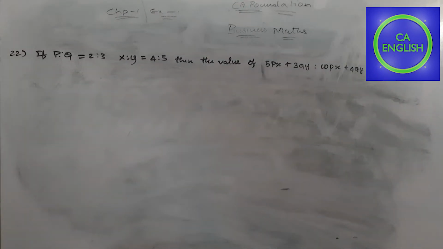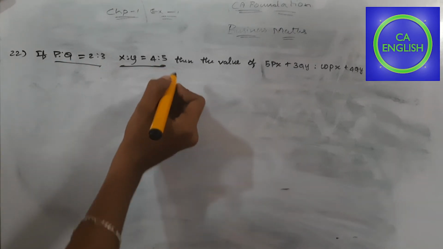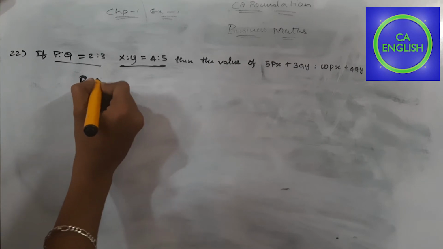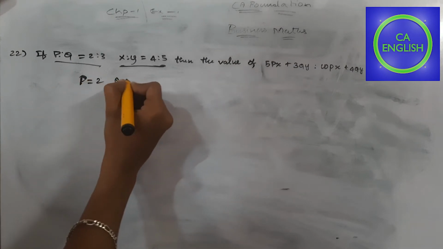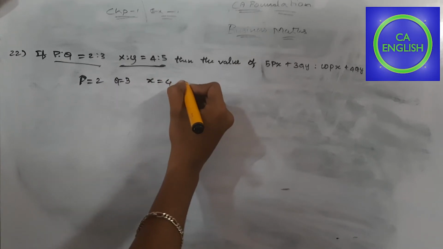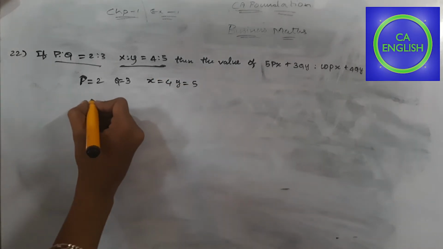And the next sum is the 22nd sum. If p is to q equal to 2 is to 3, x is to y is equal to 4 is to 5, then the value of 5px plus 3qy is to 10px plus 4qy. The values are given for p and q and x and y, so we just apply them on the equation. The value of p is equal to 2 and the value of q is equal to 3, then the value of x is equal to 4 and the value of y is equal to 5. Just apply on the equation given.